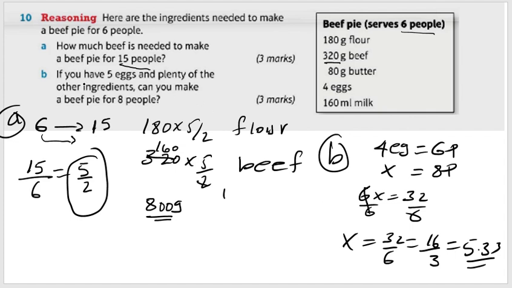So the question says we have 5 eggs only. Is it enough to make a beef pie for 8 people if we have 5 eggs? No, because what we calculated here is more than 5, not exactly 5. So that is the answer.